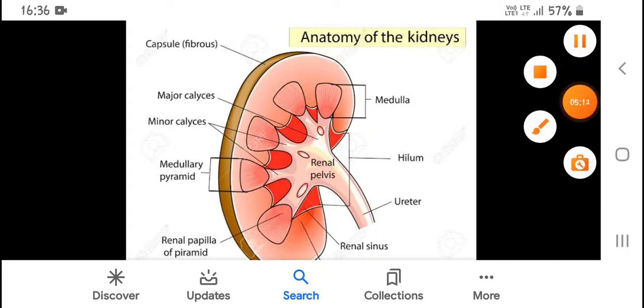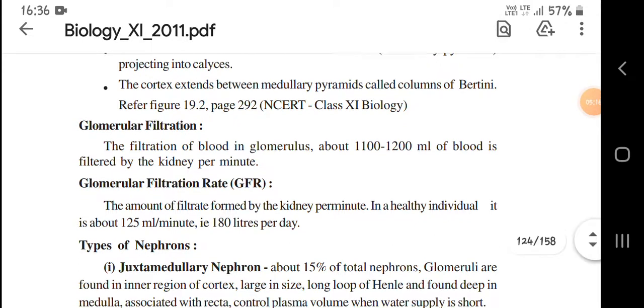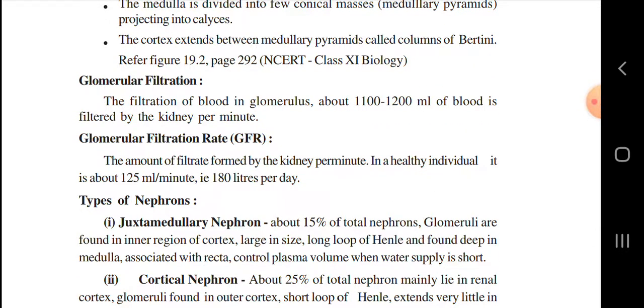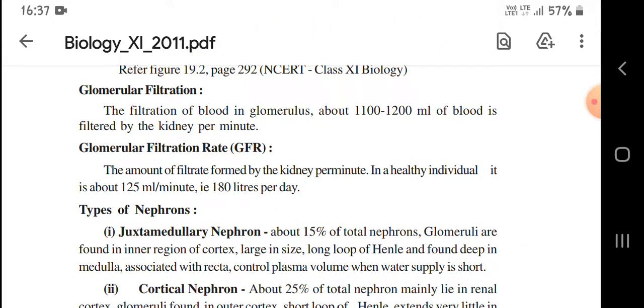So now you understand about the kidney. Let's come to the next topic of your chapter, glomerular filtration. The filtration of blood in the glomerulus: about 1100 to 1200 milliliter of blood is filtered by the kidneys per minute. If they ask in your exam how much blood is filtered in 1 minute, it is 1100 to 1200 milliliter. The amount of filtrate formed by the kidney per minute is known as GFR, and in a healthy individual it is about 125 milliliter per minute, and 180 liters per day is filtered. The kidney filters this much blood.